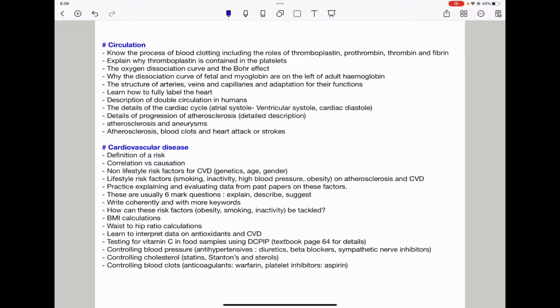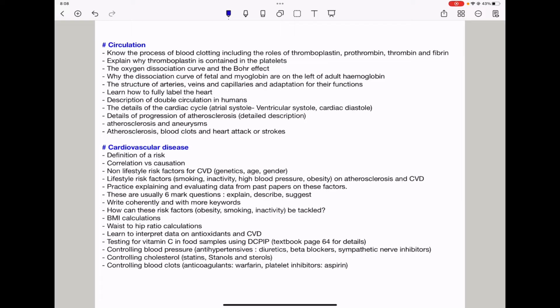This is common, and sometimes they can ask you to carry out tests for vitamin C in a food sample using DCPIP. This is explained in detail in your textbook on page 64, so please visit that and try to ensure you fully understand. You need to learn about controlling blood pressure using antihypertensives, and on this note, they could ask about diuretics, beta blockers, sympathetic nerve inhibitors, and so on.